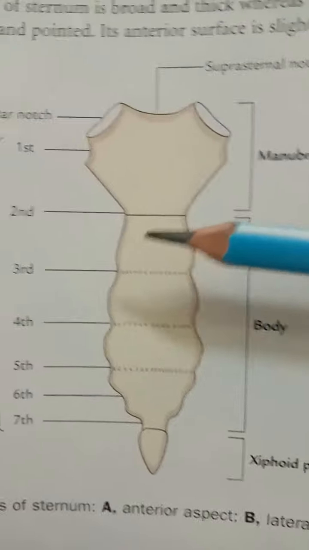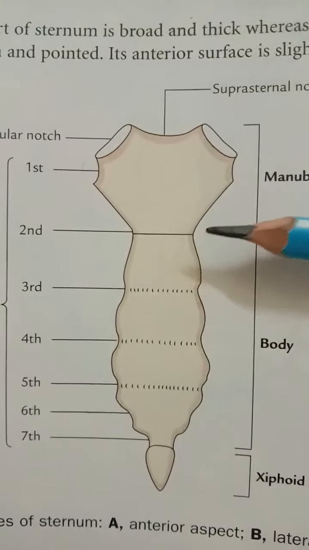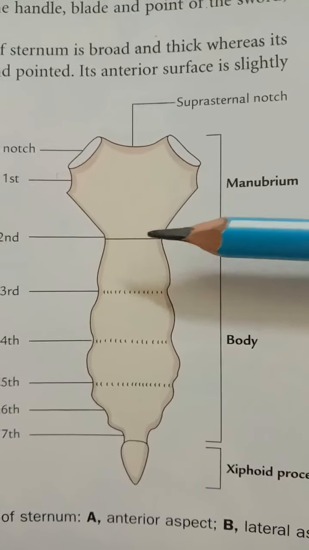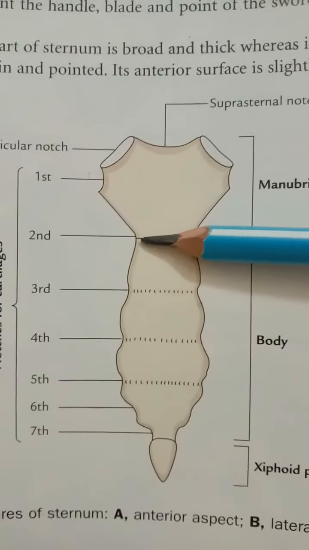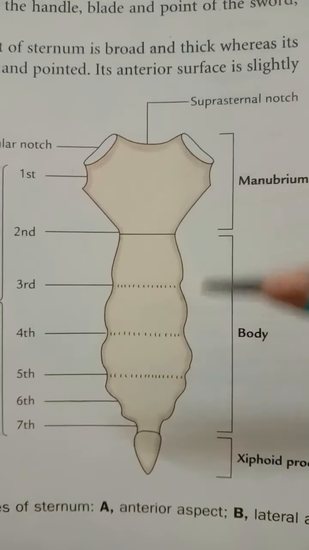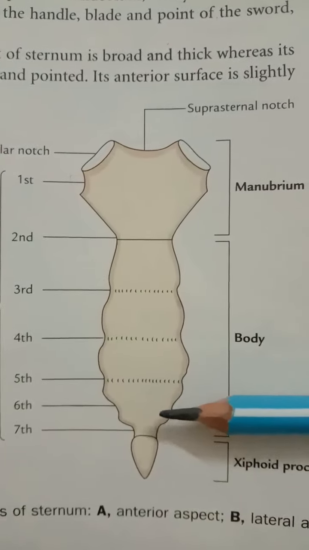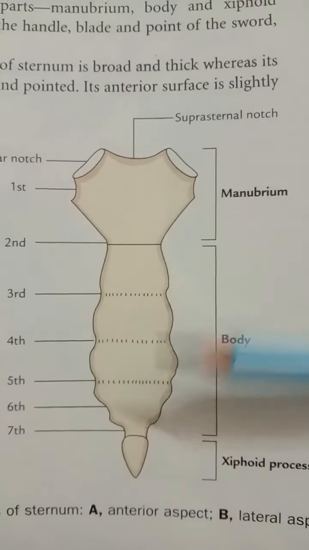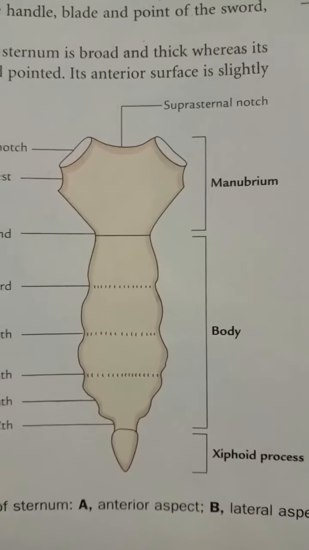Then the upper end forms a secondary cartilaginous joint with the manubrium to form the sternal angle, also called the angle of Lewis. Then the lower end is narrow and forms a primary cartilaginous joint with the xiphisternum. Then let's see the xiphoid process.